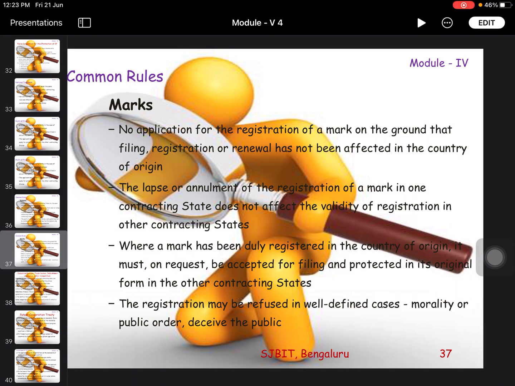that filing, registration or renewal has not been effected in the country of origin. The lapse of the registration of a mark in one contracting state does not affect the validity of registration in the other contracting states. When a mark has been duly registered in the country of origin, it must on request be accepted for filing and protected in its original form. The registration may be refused in well-defined cases, where it would offend morality or public order or deceive the public.